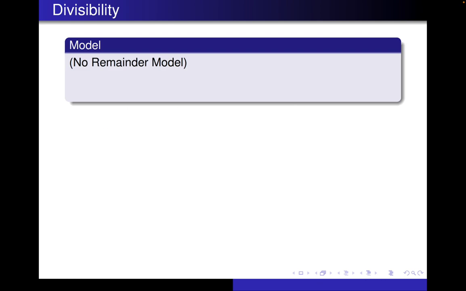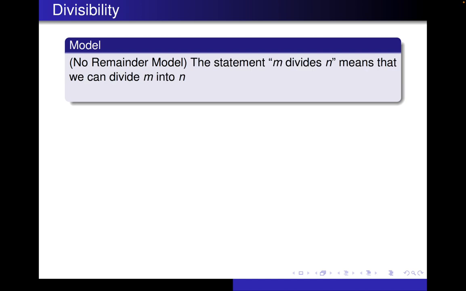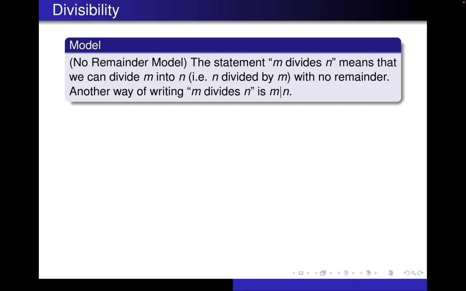As with most concepts in this class, I usually have a more concrete model to help us understand these concepts. And the model we're going to use in this one is not terribly creative. I just call it the no remainder model for divisibility. So if we say that m divides n, that means we can divide m into n, or we can do the problem n divided by m, and you get no remainder. It divides evenly. Another way of writing m divides n is to write m first, n second, and then a vertical line in between them.